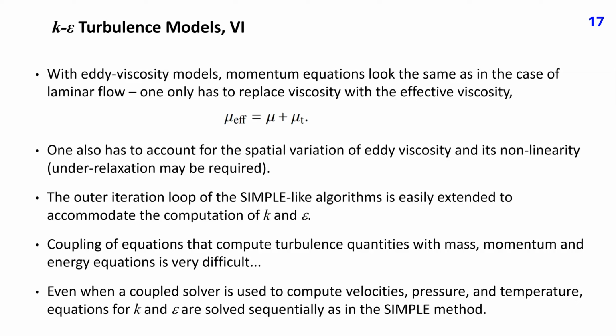Coupling equations that compute turbulence quantities with mass, momentum, and energy equations is very difficult. Momentum equations depend strongly on turbulent viscosity, which is proportional to the ratio of K squared over epsilon, and these quantities are strongly influenced by velocity gradients. Thus, even when a coupled solver is used to compute velocities, pressure, and temperature, equations for K and epsilon are solved sequentially as in the SIMPLE method.